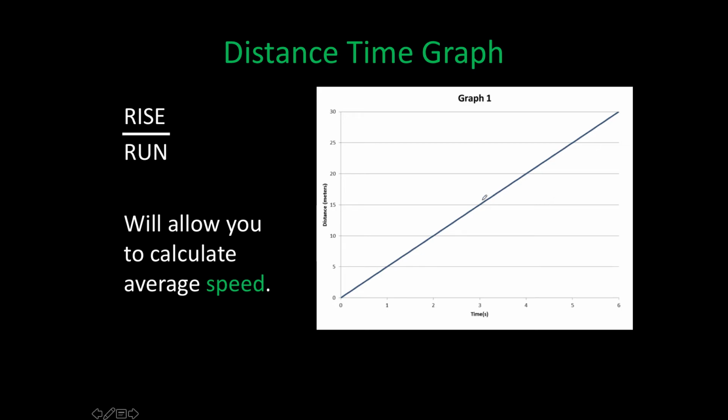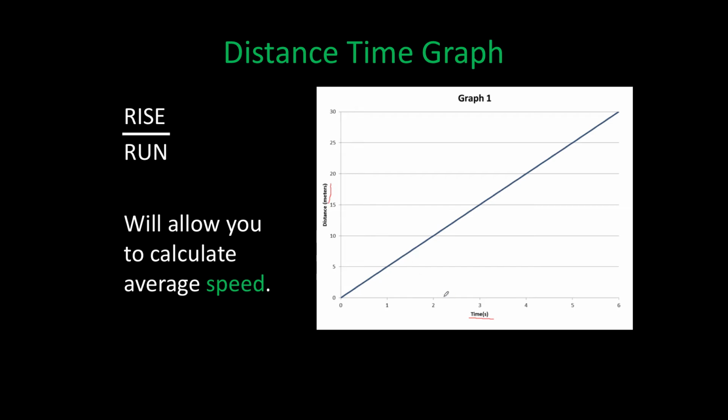On this graph, I've got distance on the y-axis and time on the x-axis. The first thing you should take note of is, are the units matching? So I've got meters here and I've got time in seconds here. Meters per second, my units match. That's good. Otherwise, this needed to have been kilometers per hour.